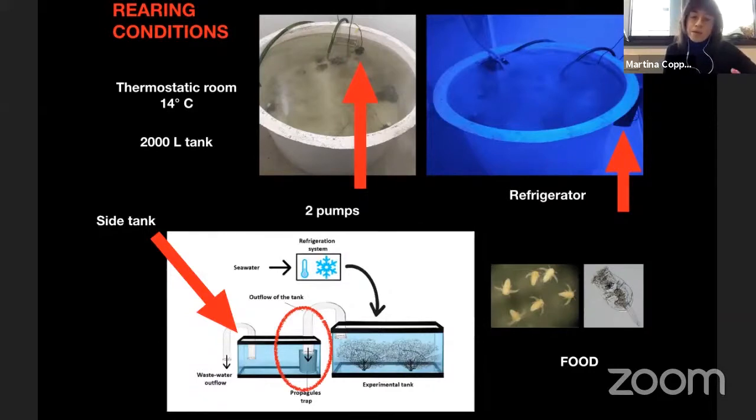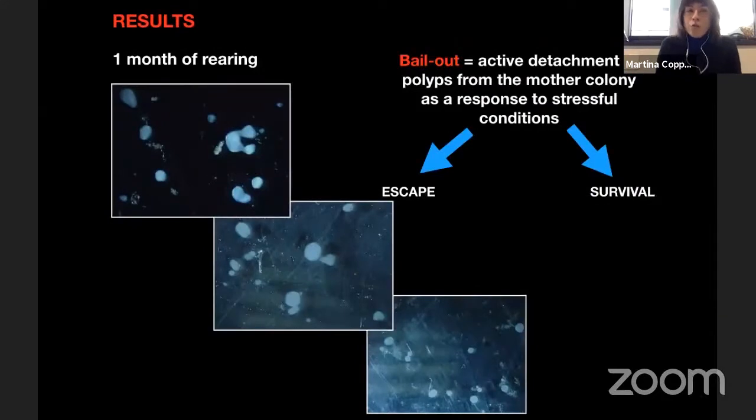We positioned this trap in order to capture the fertilized gametes, the fertilized eggs, or potentially also the larvae. After 2 weeks, we started to see some kind of stress response from the colonies, because we observed that the polyps were often closed and the tissue became thin.